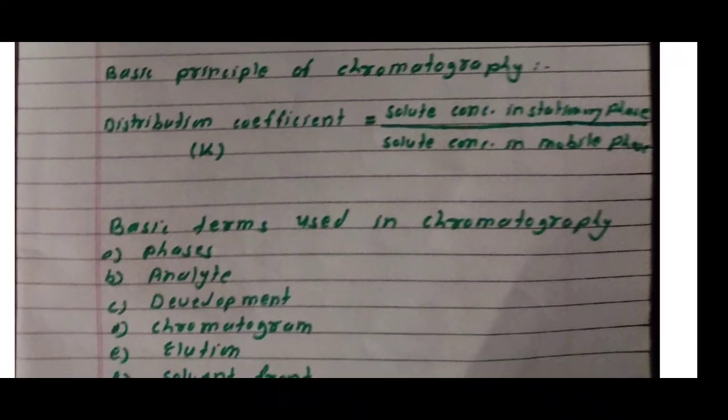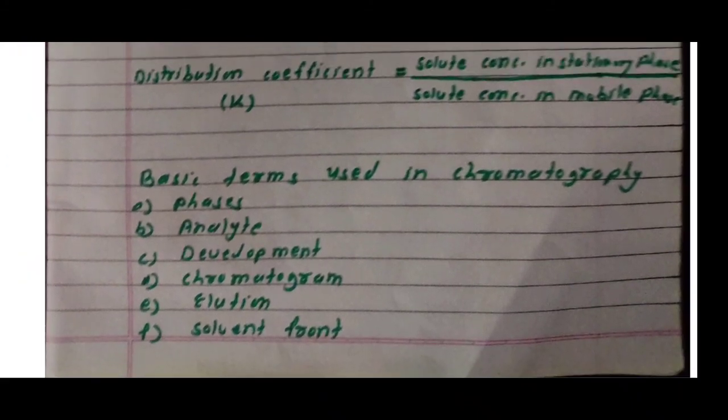The next point in this chromatography topic is basic terms used in chromatography. When we do the practical of chromatography, there are some basic terms you should know. First basic term in chromatography is the phases. Second one is the analyte. Third one is the development. Fourth is the chromatogram. Fifth is elution, and sixth is the solvent front.